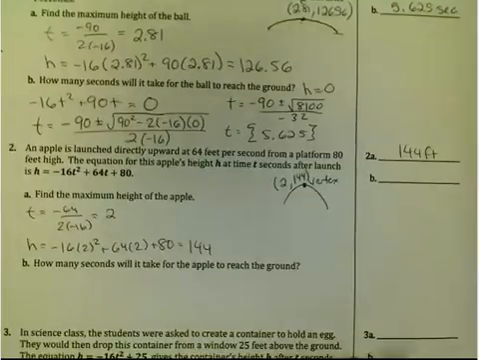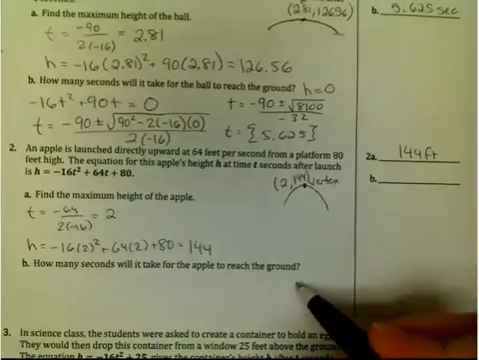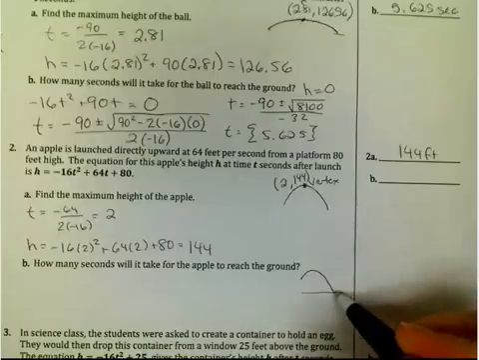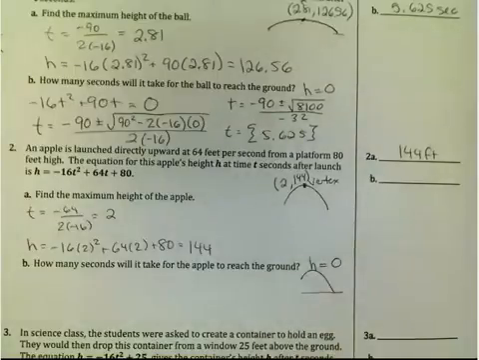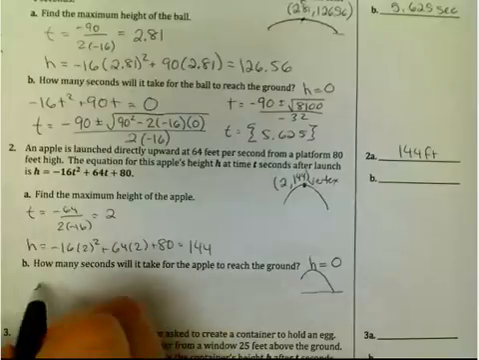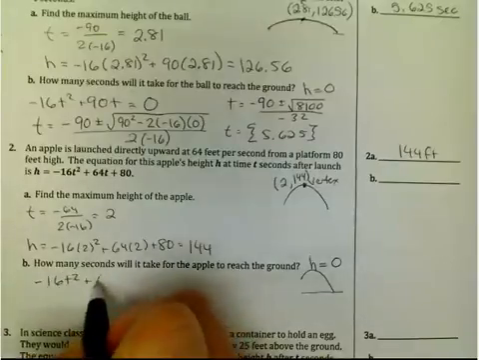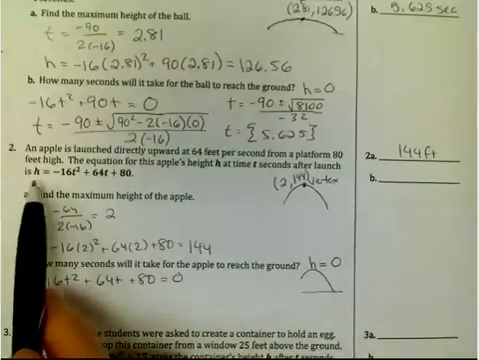Okay, the next question says, how many seconds will it take for the apple to reach the ground? So again, for the apple to reach the ground, that means that the height of that apple when it hits is going to be 0. So h is going to equal 0. And so I'm going to take my equation and set it equal to 0 because I know h is 0.